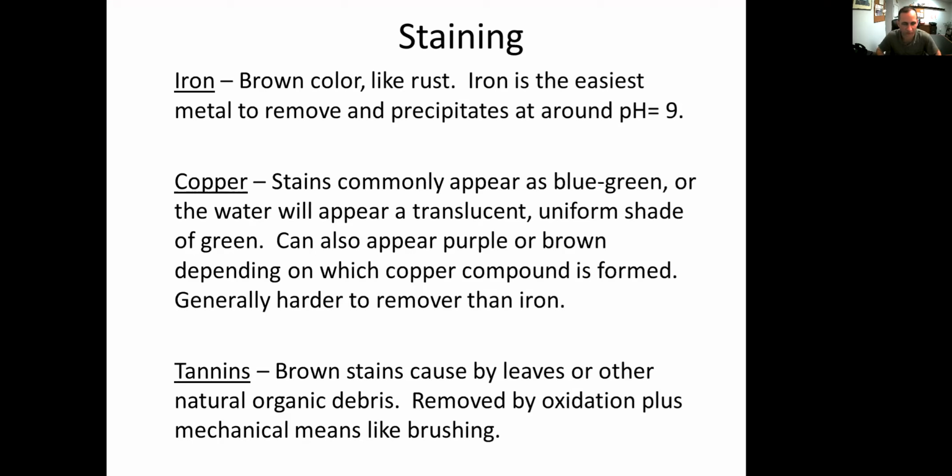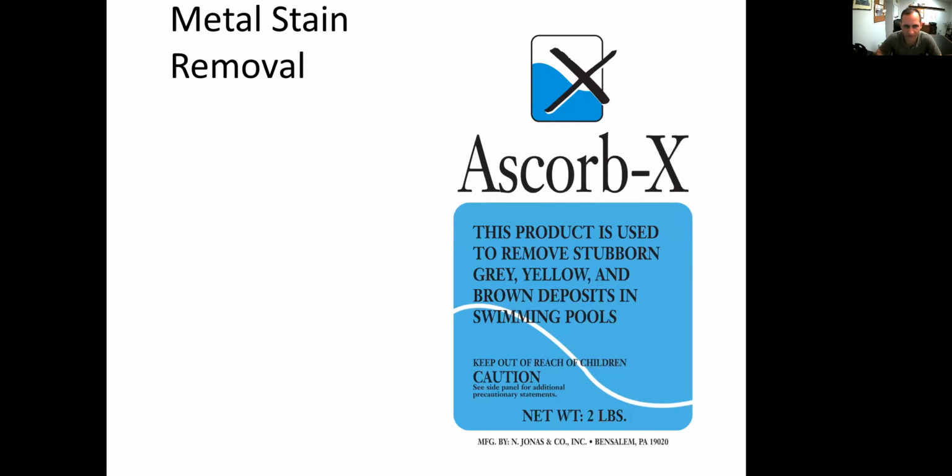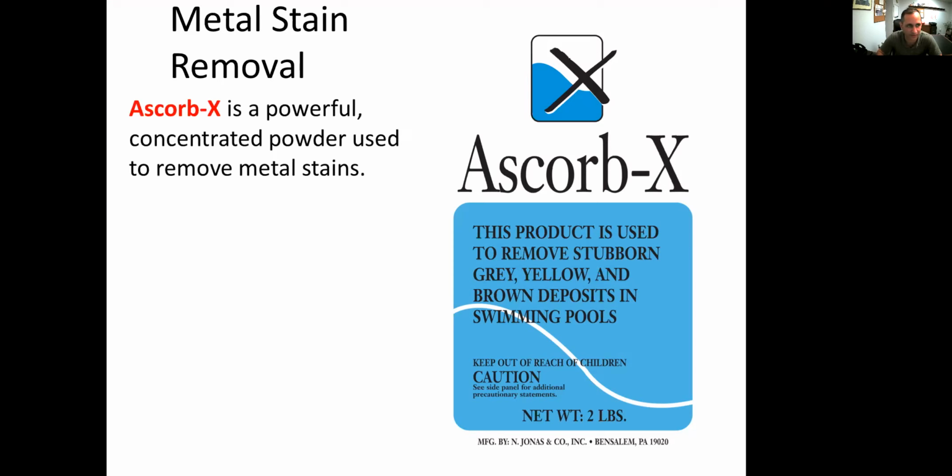It won't really work. So that's a good way to tell what type of stain it is, if it's a metal stain, and if our stain removal system will be helpful or not. So basically what you do is you add Ascorbex to the stain. It's a solid powder. It's a powerful chelator and concentrated powder. So you add that right on the metal stain, let it sit.